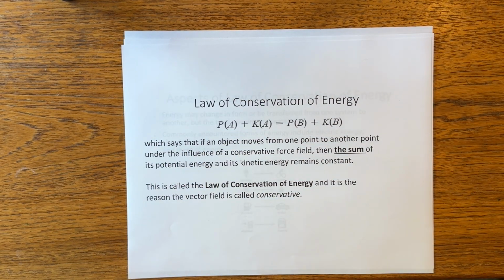Some aspects of this: it essentially says that if an object moves from one point to another under the influence of a conservative force field, which is path independent, then the sum of its potential energy and its kinetic energy remains constant. This is called the law of conservation of energy, and it is the reason why the vector field is called conservative.